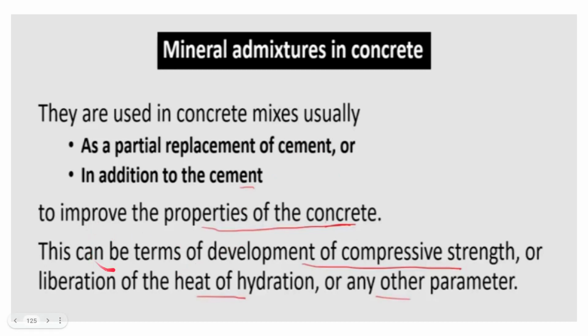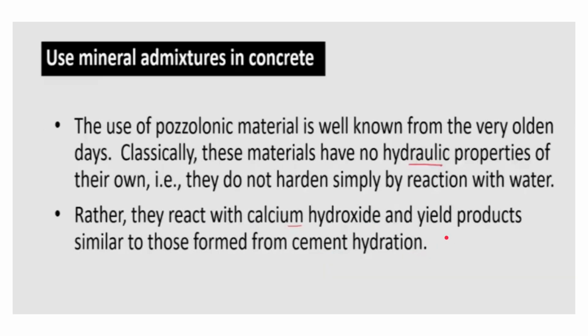Say for example, PPC, Portland pozzolanic cement. That is a blended cement which contains a certain percentage of fly ash, and it is directly manufactured. It is not required to be mixed at the time of casting. So that is one more difference between mineral and chemical admixtures. These two ways we can use mineral admixtures, and they help to improve the properties of concrete, in terms of development of compressive strength, liberation of heat of hydration, or any other parameter.